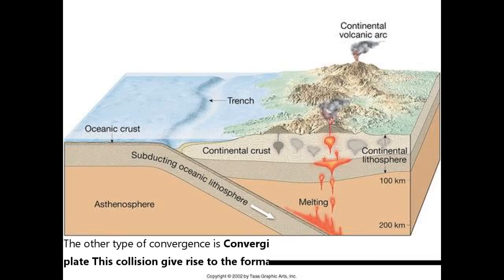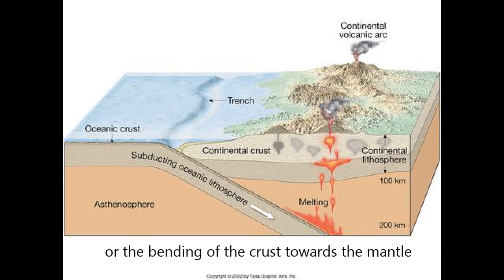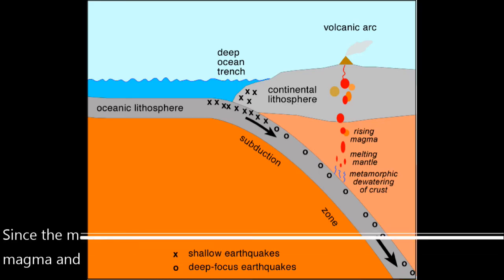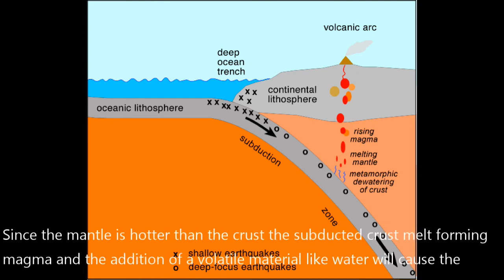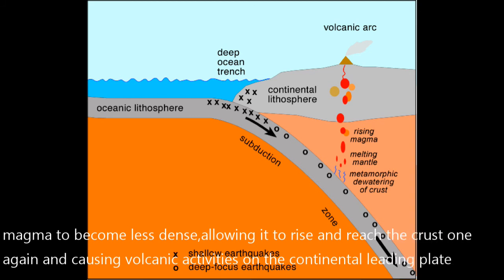The other type of convergence is converging continental plate and oceanic plate. This collision gives rise to the formation of a volcanic arc near the edge of a continental leading plate because the denser oceanic crust undergoes the subduction process, or the bending of the crust towards the mantle. Since the mantle is hotter than the crust, the subducted crust melts, forming magma, and the addition of volatile material like water will cause the magma to become less dense, allowing it to rise and reach the crust once again and causing volcanic activities on the continental leading plate.